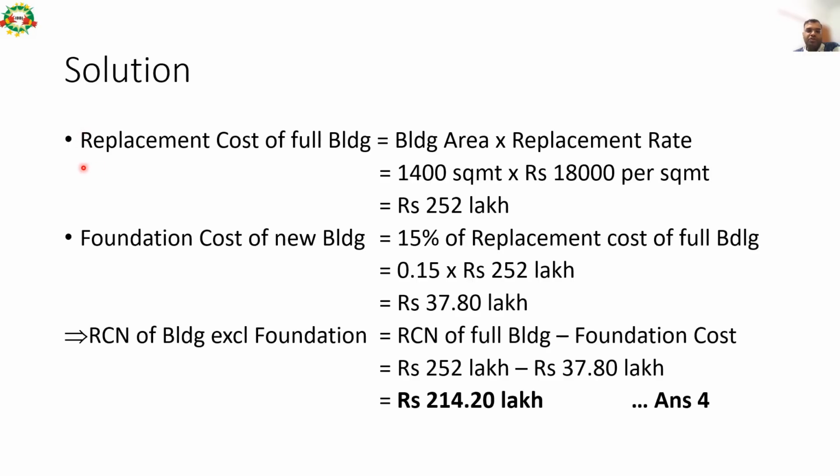So replacement cost of full building is equal to building area given in the question multiplied by replacement rate. So both things are given. So that means 1400 square meter multiplied by 18,000 rupees per square meter is equal to 252 lakh rupees, the replacement cost of full building, RCN of full building.